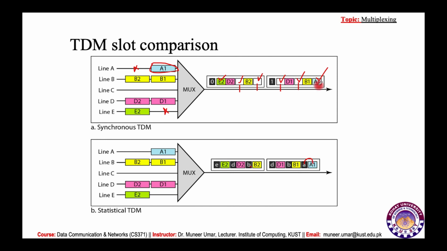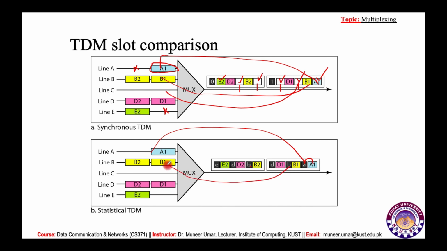In the synchronous case, the order was understood: first slot is for A, second slot must be for B, then third slot must be for C. So this order was understood. Here the order is not understood at the receiving end. So for that purpose, one additional flag is also attached with the packet or the slot that identifies the owner of the slot or the sender of the slot. So here A1 is generated by A and is identified, then B is identifying line B, similarly D is identifying line D. So this is the main difference between synchronous and statistical time division multiplexing.